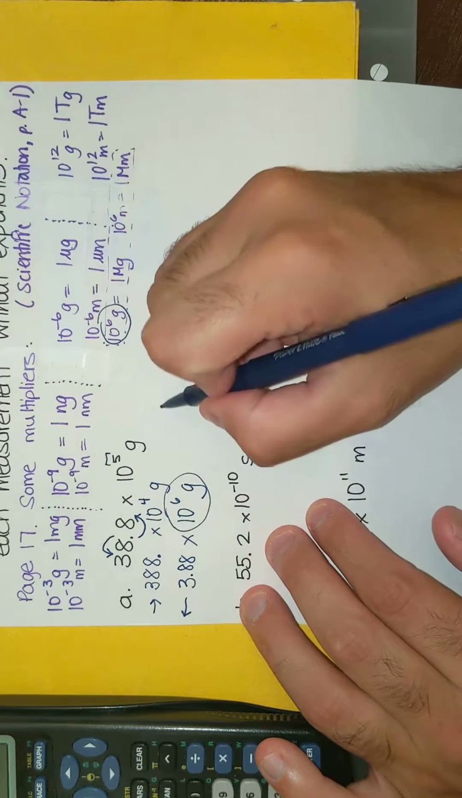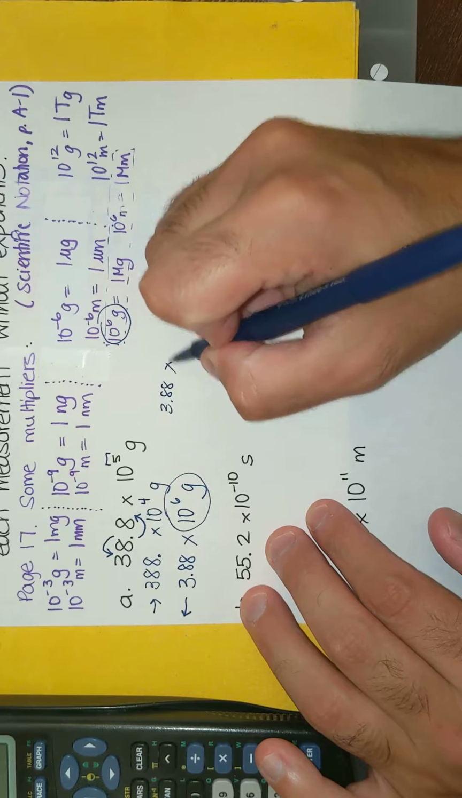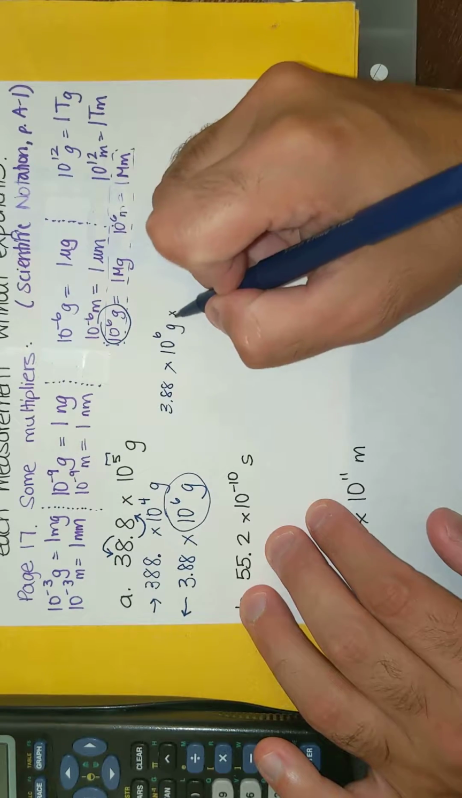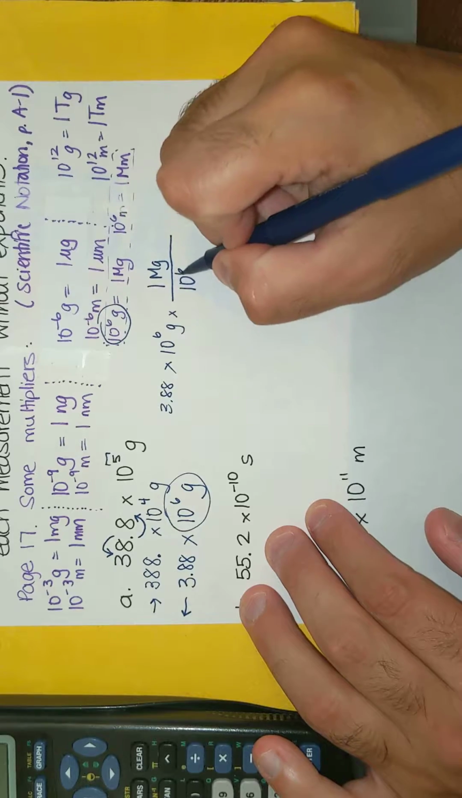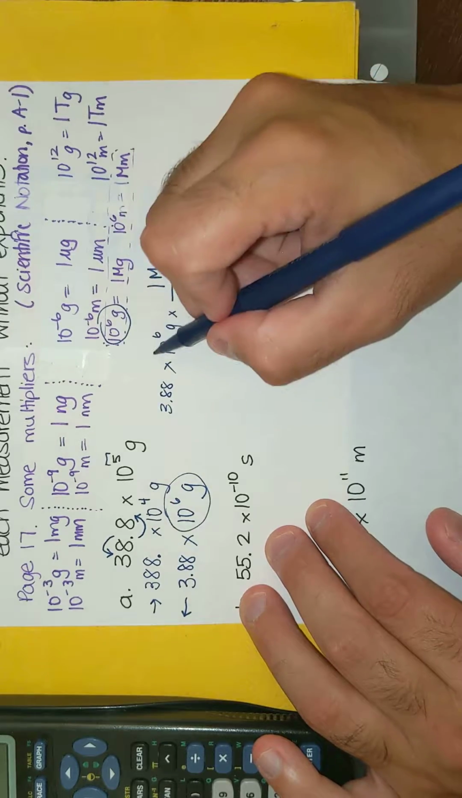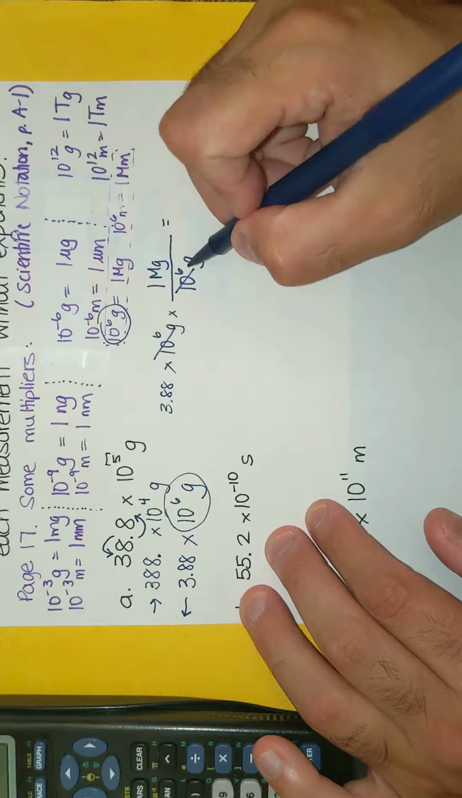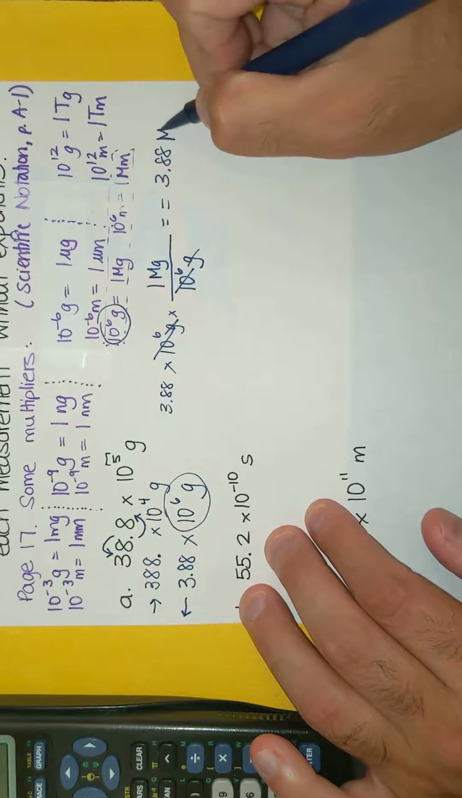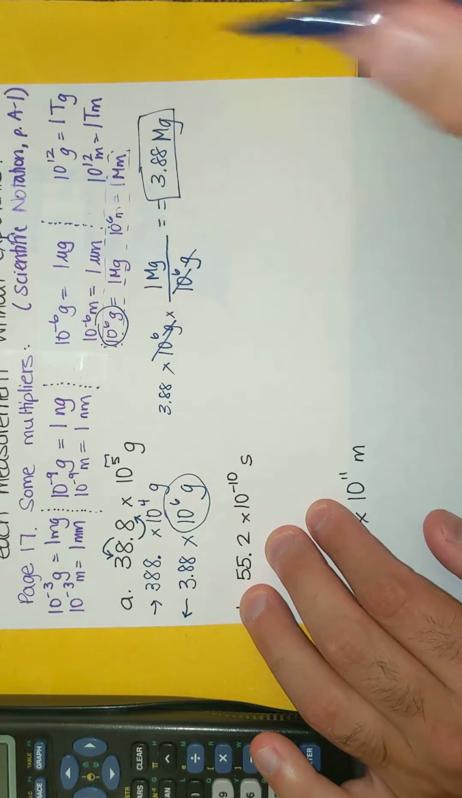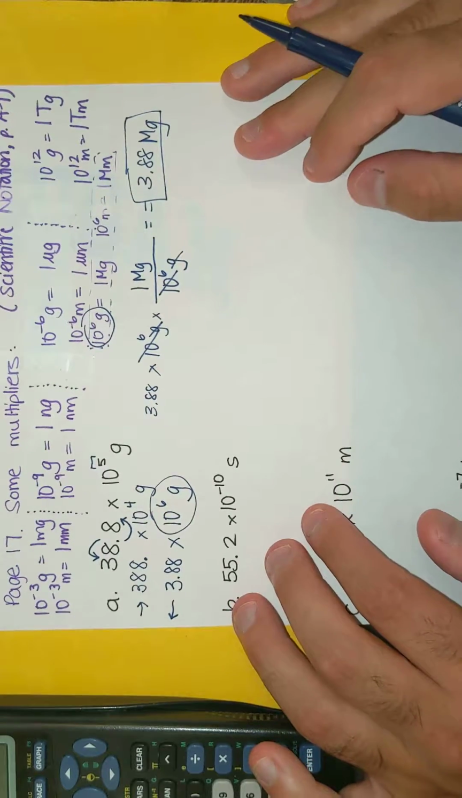If I want to show that math, I could do 3.88 times 10 to the 6 grams times 1 megagram over 10 to the 6 grams. 10 to the 6 is going to cancel out with 10 to the 6. Grams is going to cancel out with grams. I'm going to get 3.88 megagrams. That's one way of doing this.